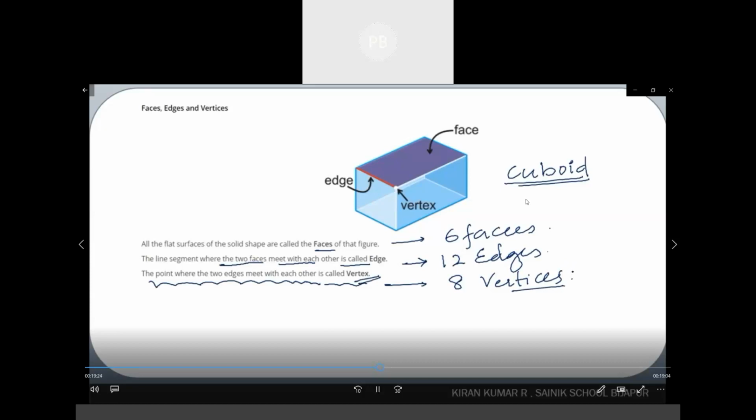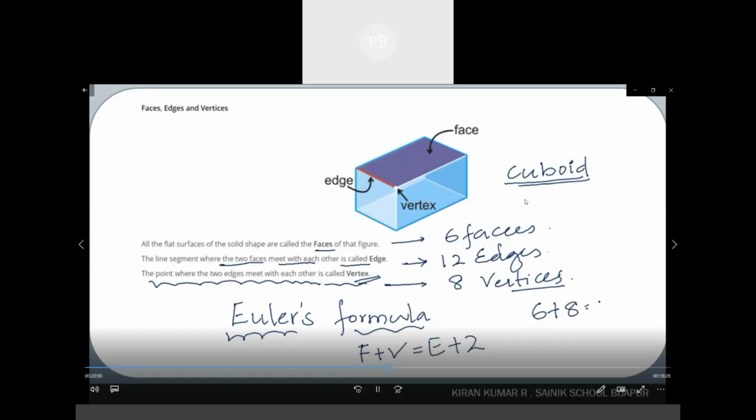There is a beautiful relationship between the number of faces, number of edges, and number of vertices. This relationship is given by one of the great mathematicians called Euler. The spelling is Euler and it's called Euler's formula. Euler's formula says F plus V equals E plus 2. You can observe here there are 6 faces, 6 plus 8 vertices is 14. It is the same as the number of edges plus 2.